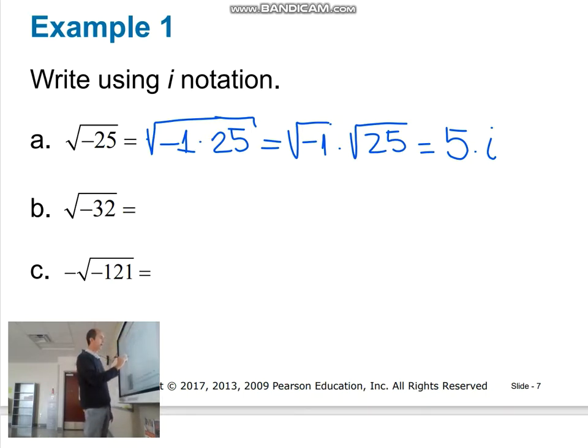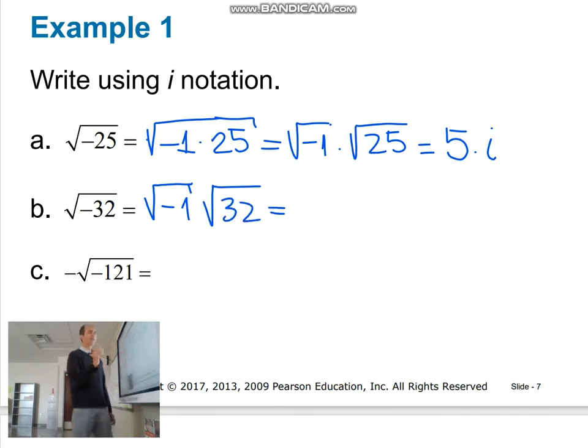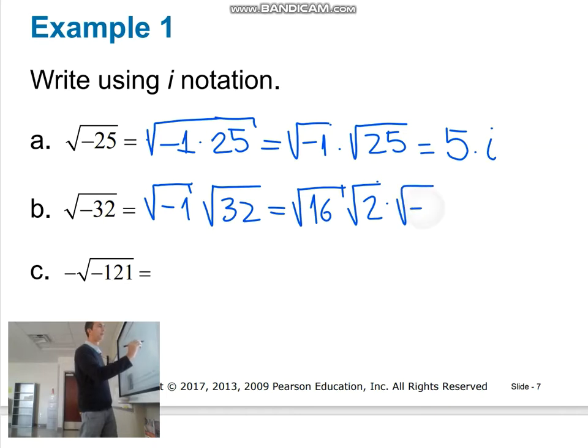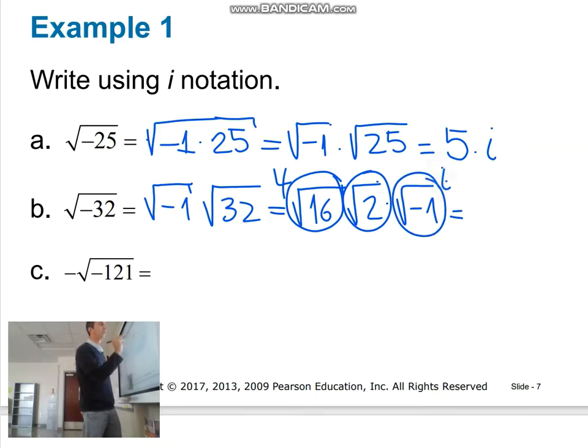Okay. Same thing you're going to do on letter B, square root of -32. We can also break down 32 as square root of 16 times the square root of 2 times the square root of -1. Right? This is 4. This we're going to keep as a square root of 2, and that one we learned is the imaginary unit i. So the answer is going to be 4 square root of 2 i. That's the answer for letter B.